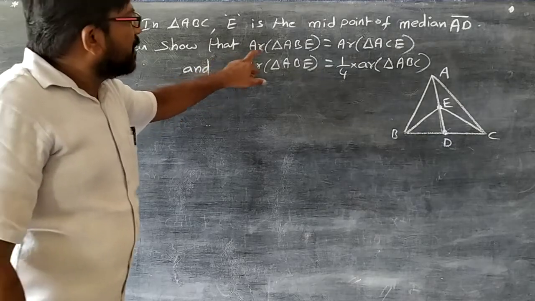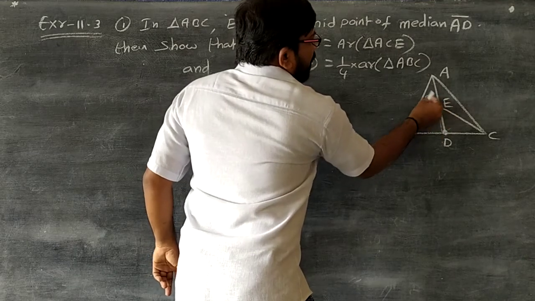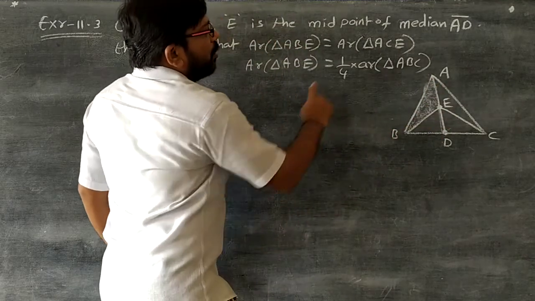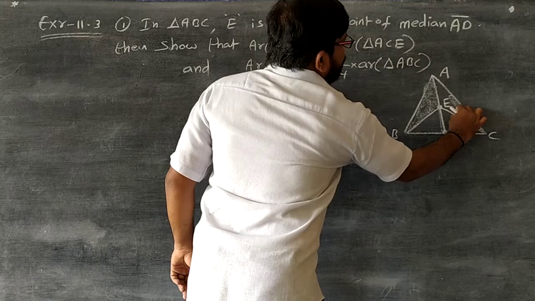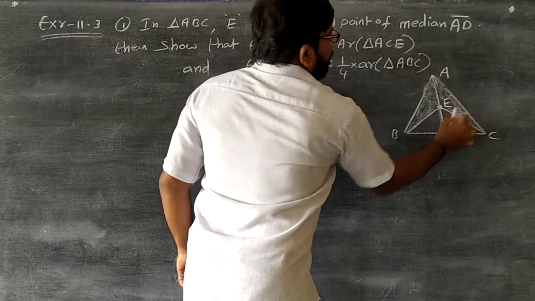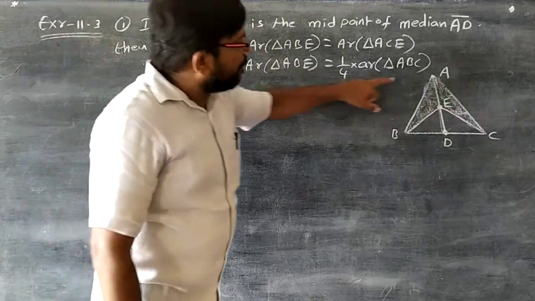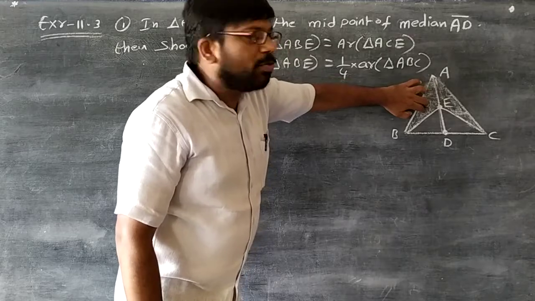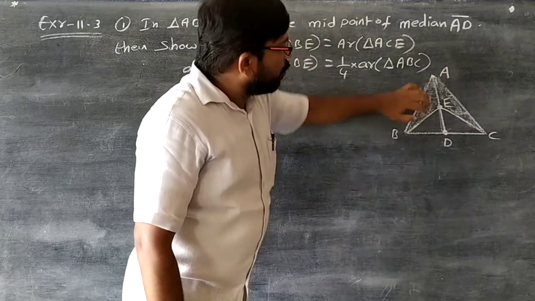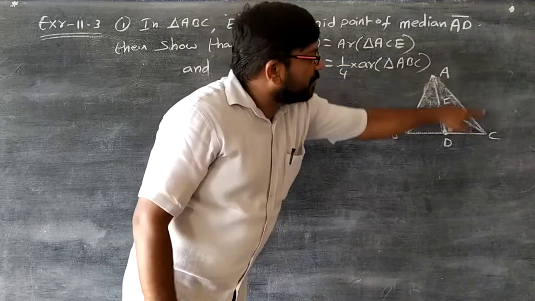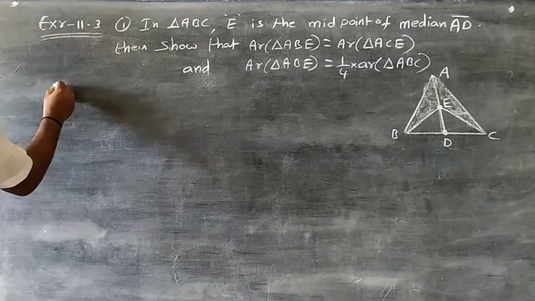The first question is: area of triangle ABE is equal to area of triangle ACE. That is required to prove the first question. The second question is: area of triangle ABE is equal to 1/4 of area of triangle ABC. So the area of this triangle is 1/4 of the whole triangle ABC. That is the question. Observe carefully.